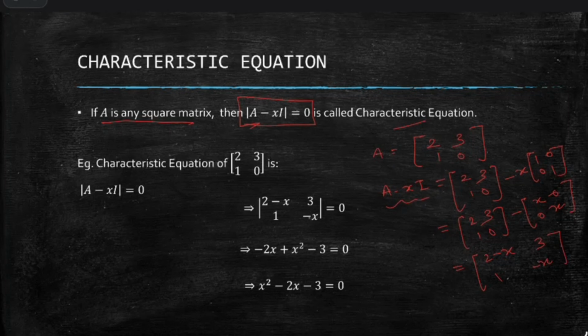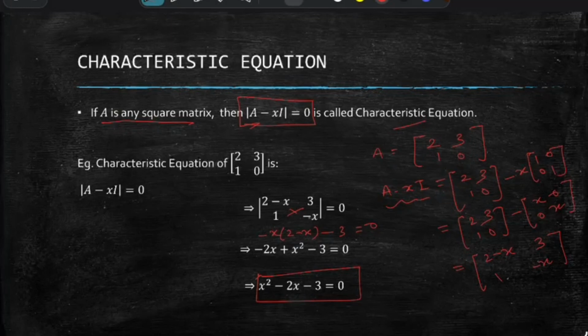Now the characteristic equation will be the determinant of this matrix, which we equate to 0. So here we write the determinant of 2 minus x, 3, 1, minus x equals 0. Now how do we find the determinant? We find it simply as 2 minus x into minus x, minus this 3, equals 0. Basically multiplication of these two. Then it will be minus 2x plus x square minus 3 equal to 0, that we can also write as x square minus 2x minus 3. So basically we got the characteristic equation.